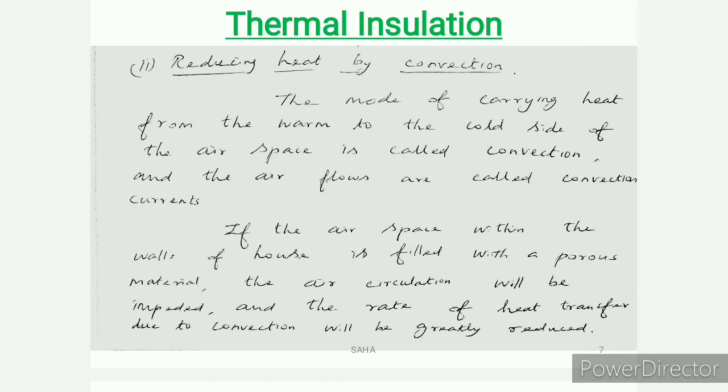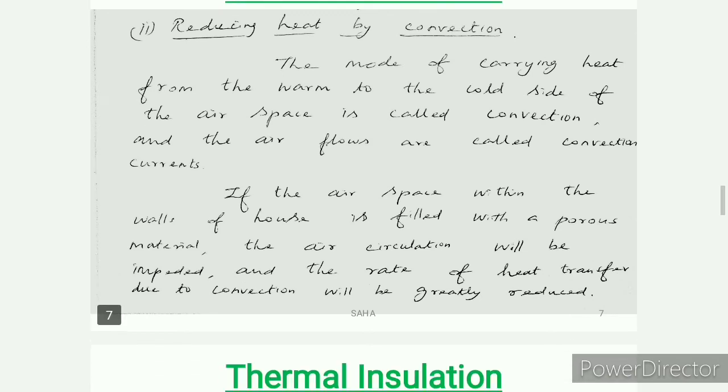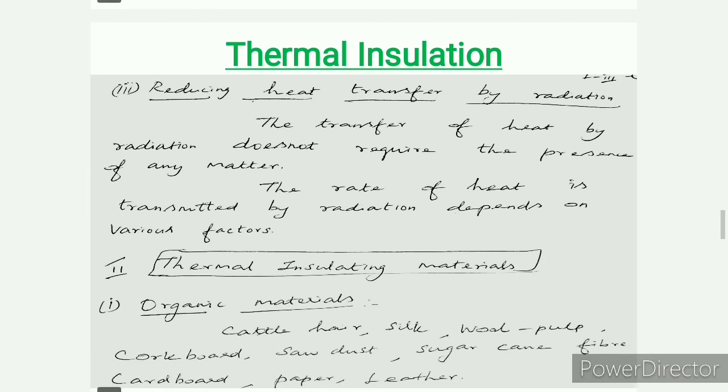Reducing heat transfer by convection. The mode of carrying heat from the warm to the cooler side of the air space is called convection, and the air flows are called convection currents. If the air space within the wall of the house is filled with a porous material, the air circulation will be impeded and the rate of heat transfer due to convection will be greatly reduced. So convection means the air gap here, which is very important. With the help of the air gap, heat is transferred.